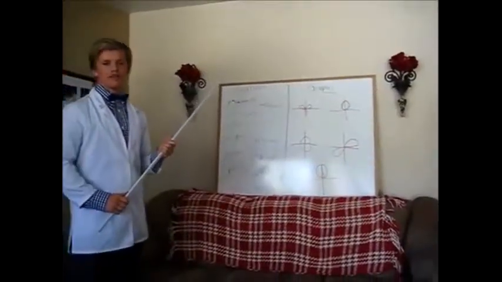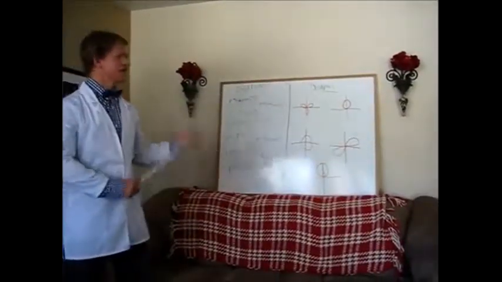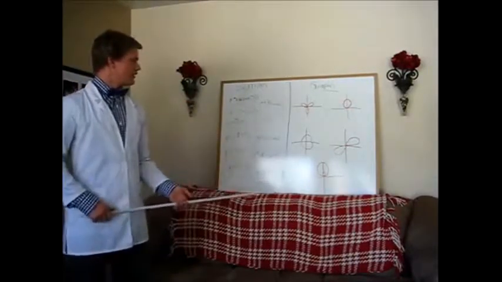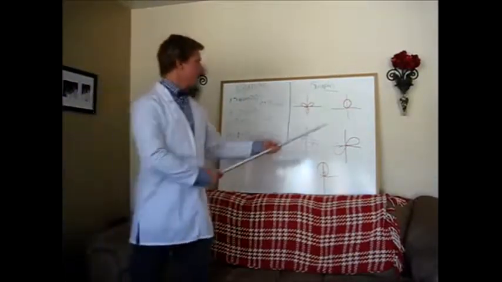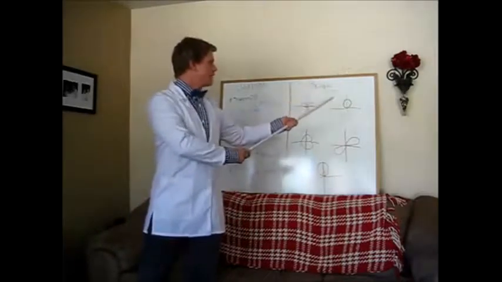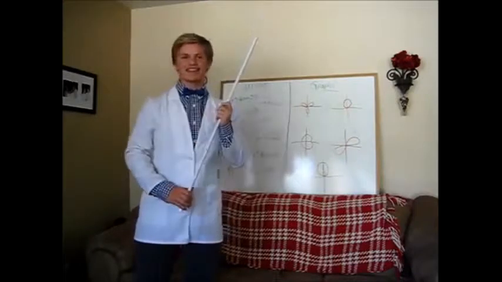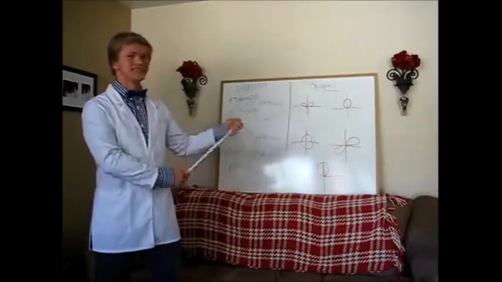Polar graphs are what happens when the radius of a figure is a function of the theta value. And the theta value is the angle that a line through the origin will make with the polar axis, which is, you guessed it, the x-axis, specifically the positive side.